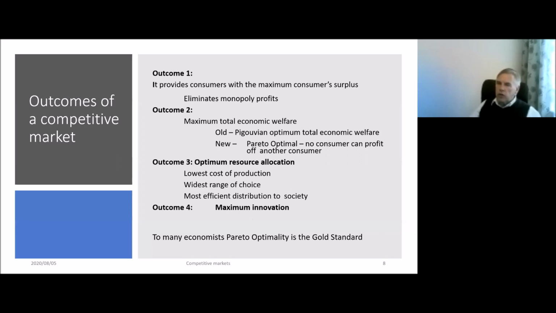Now, if you have a market where one consumer is busy profiting off another consumer, then you can say that's not a Pareto optimal market. And to many economists, as time progressed, Pareto optimality became the gold standard. So, is this a good or bad market? The question is, is it Pareto optimal or not?